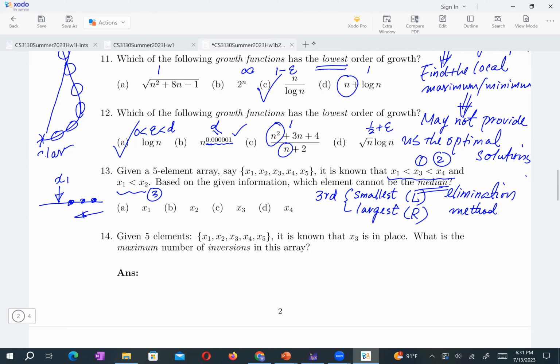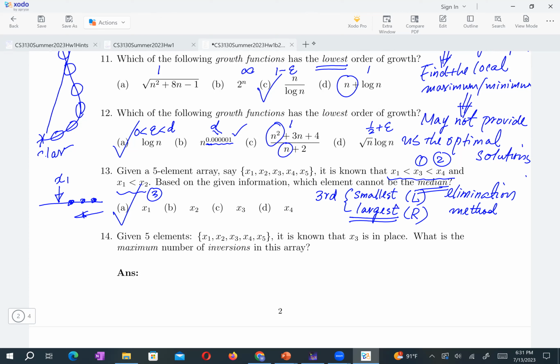So this time you use this condition: median is the third largest. So you can eliminate X1. Median is third largest, eliminate X1. Okay. All right.